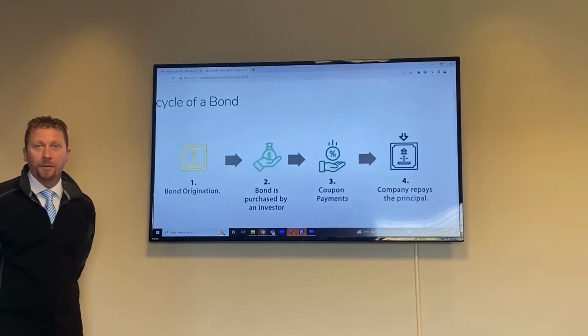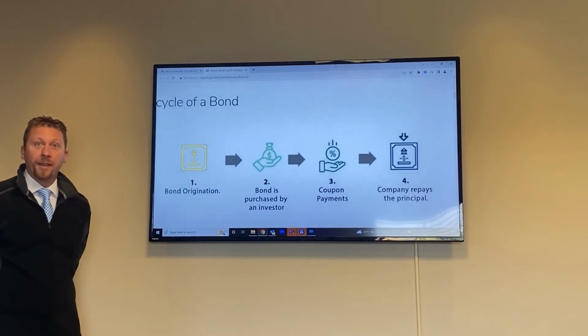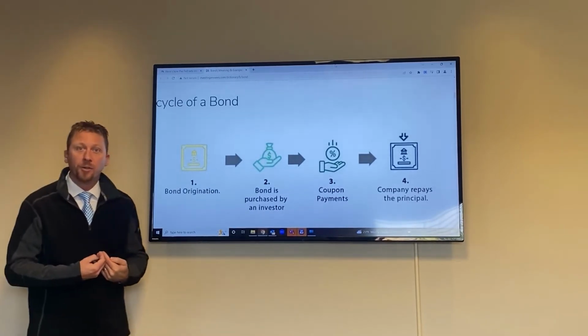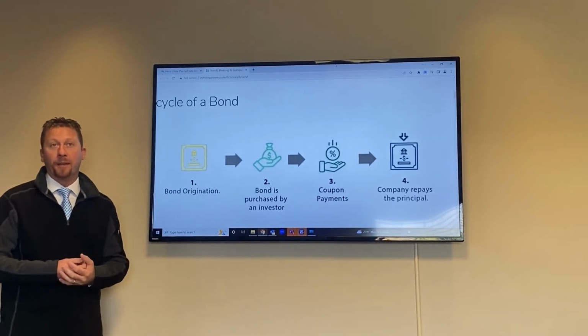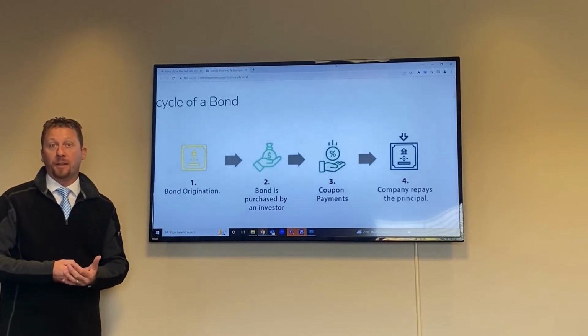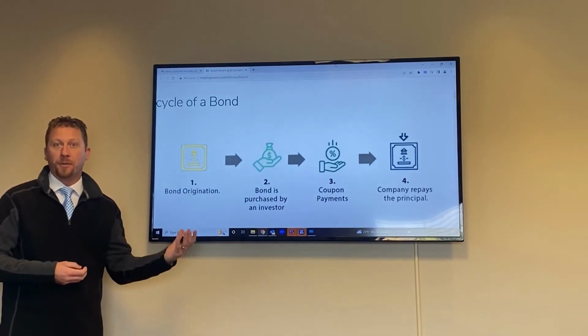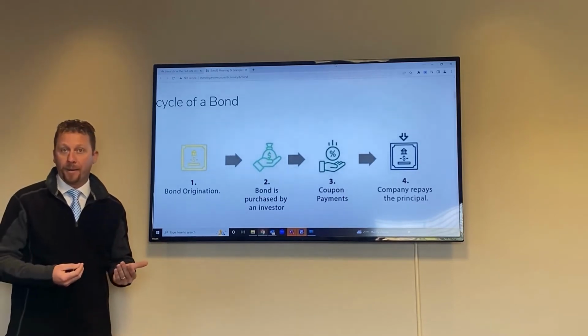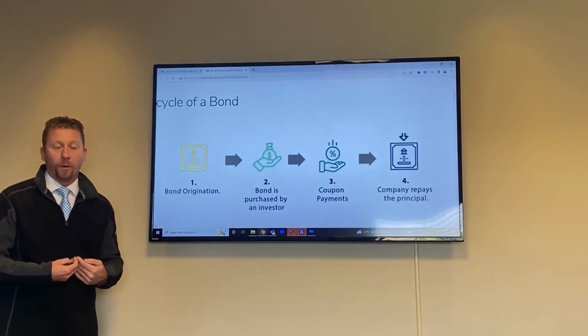What is a bond? Okay, a bond is a loan given by an investor to a corporation, and in return, that corporation is going to pay them a series of interest payments and then return the principal at the end. Okay, so think of yourself like a bank rather than the borrower.